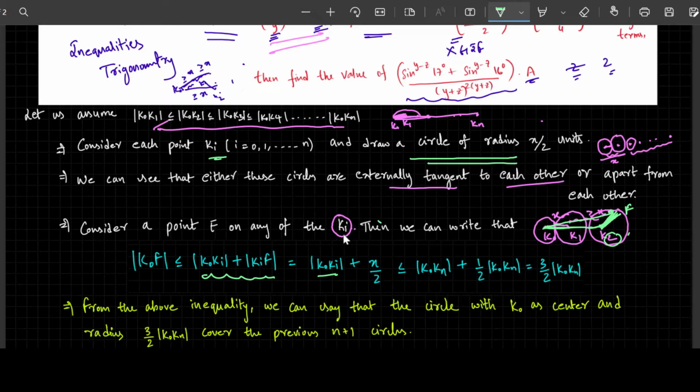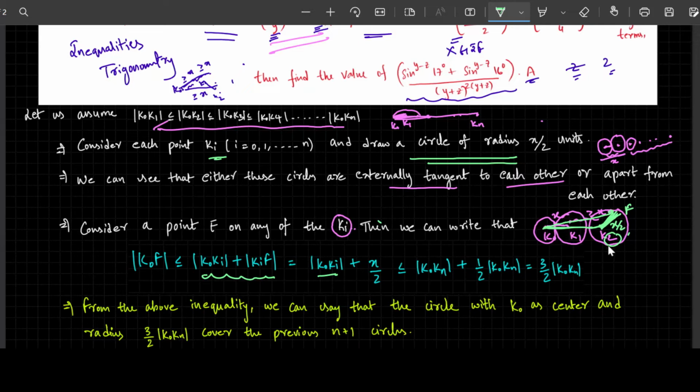Fine, f is on the circle with the center ki. So definitely this would be x by 2 units. So that's the reason k naught ki plus x by 2. And now this will be less than or equal to, now this is the time for us to maximize this. Fine, the maximum value that can be possible.